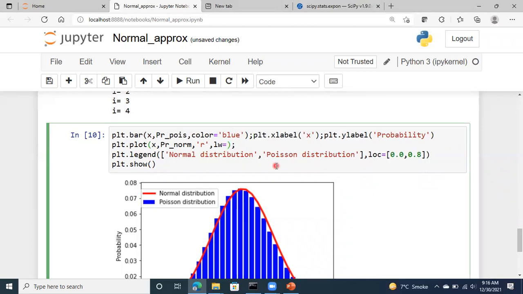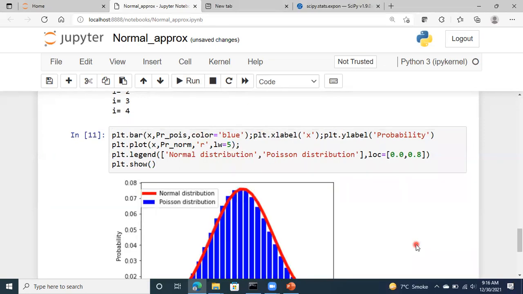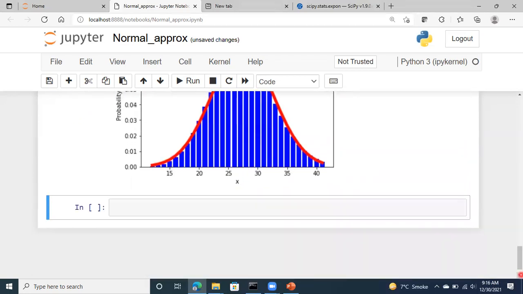To make it a fresh calculation, let me change this value. It's really a fresh calculation, right? So this is the use of the normal distribution and the probability calculations from the function provided by SciPy in Python.